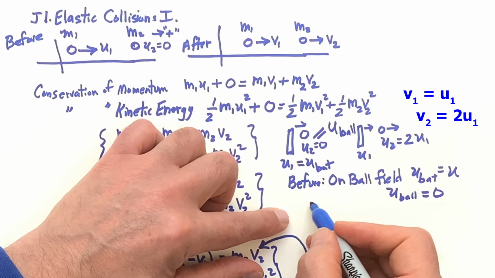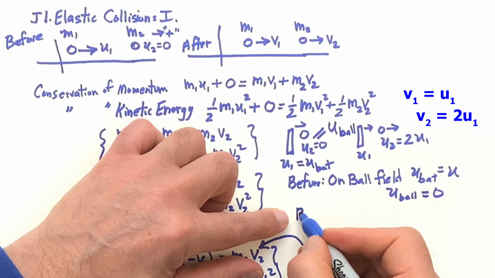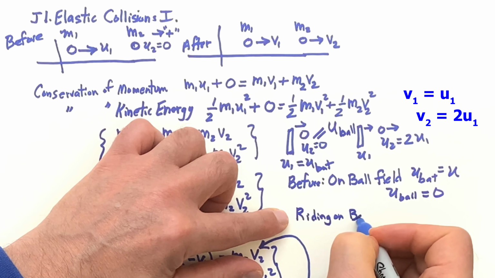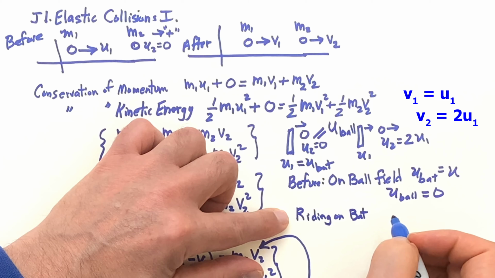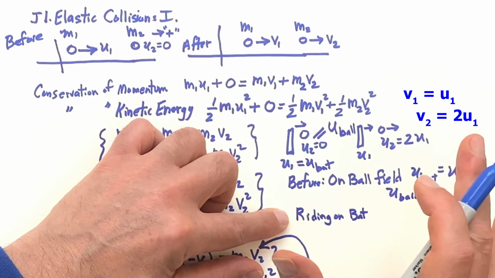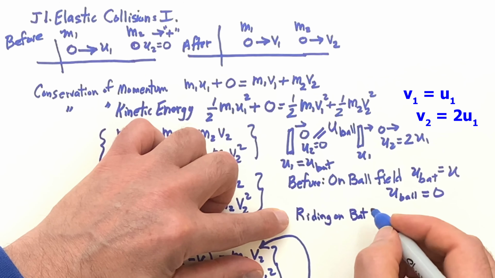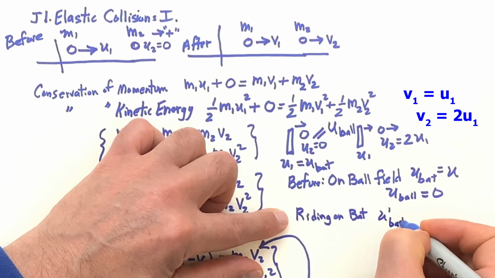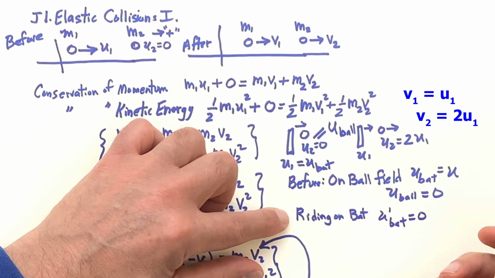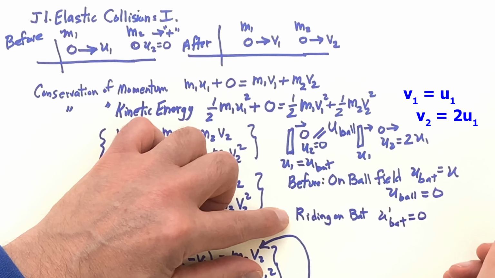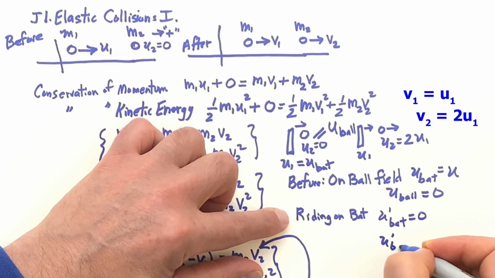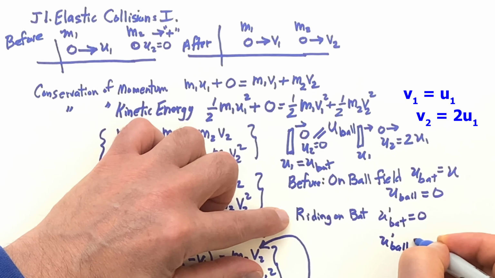Now let's do the same analysis in the frame of the bat. We're riding on the bat. We are like superheroes here. We can get in the bat frame, and we can call that the prime frame. We'll use primes for that. If we're moving with the bat, the speed of the bat with respect to us is 0, because we're moving with it. We don't see the bat moving. And the speed of the ball, well, we see the ball coming toward us. That's minus U. The ball's coming toward us.